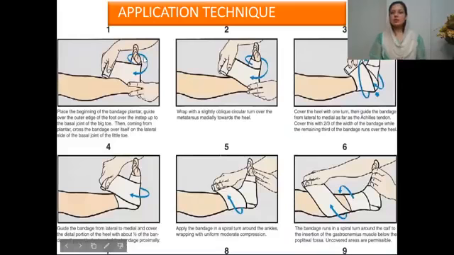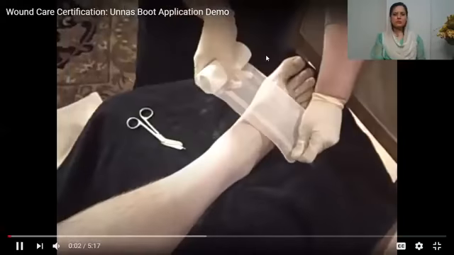This is a picture to show you application technique. I have a video also to show you application technique. Let me share the video, please. To apply an Unna boot.